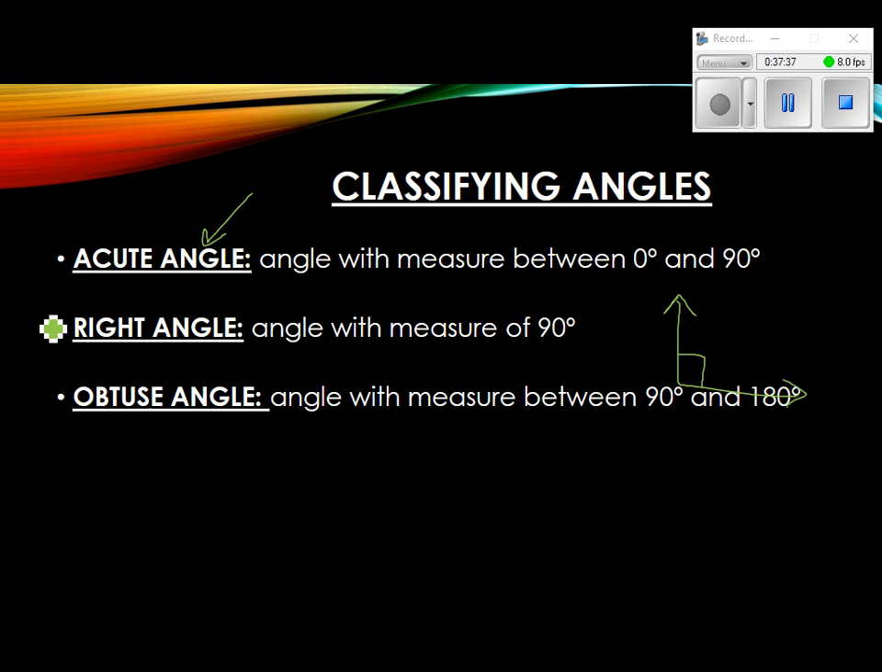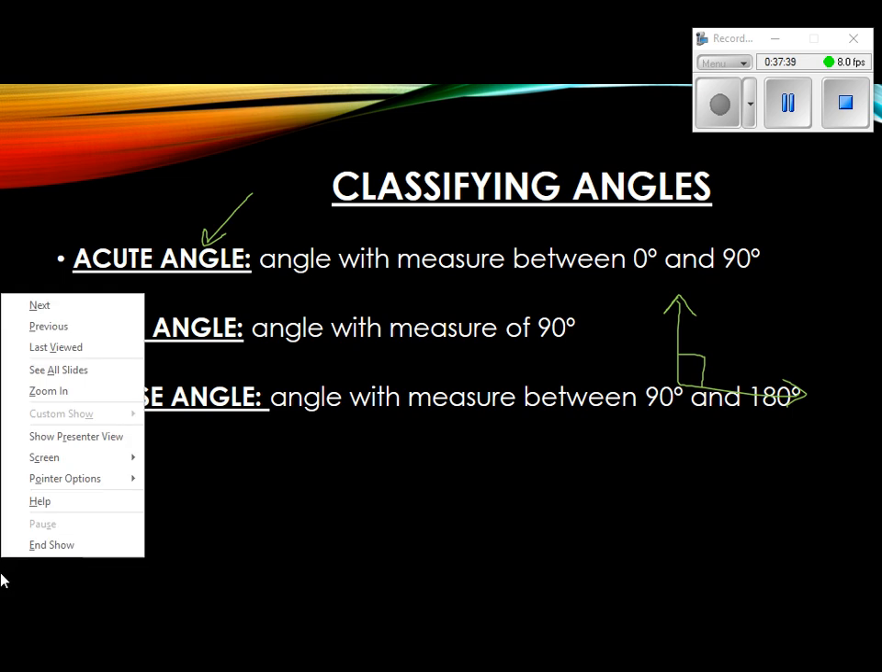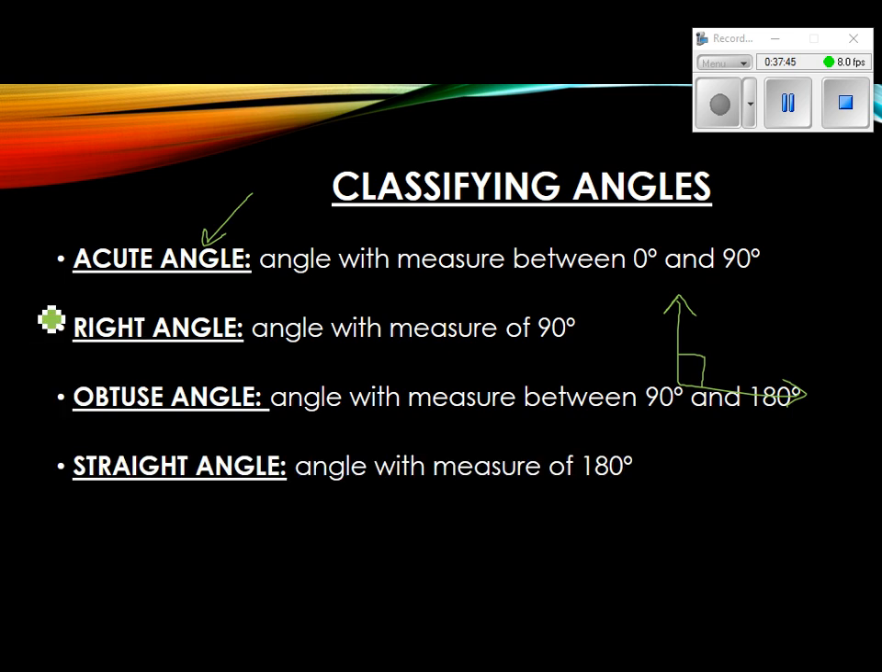There's one more angle. Does anybody know what it is? Isosceles. That's a triangle. That's all right. Yeah, but that's the line on the bottom. There you go. Straight angle. A straight angle is an angle that measures exactly 180 degrees.